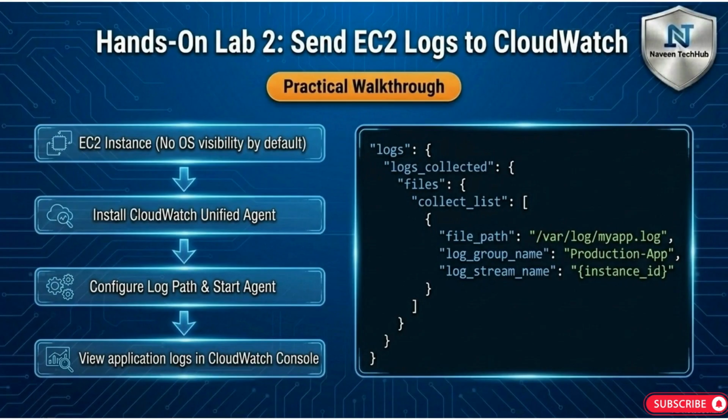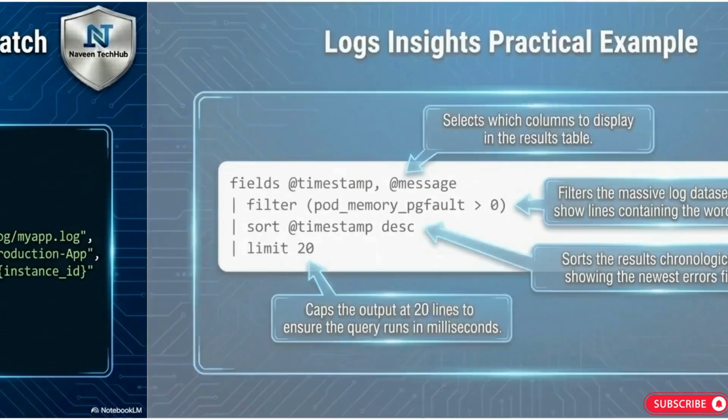By default, EC2 application logs are not automatically visible in CloudWatch Logs. To send logs from EC2 to CloudWatch, we usually install the CloudWatch agent. The practical flow is: install the CloudWatch agent on EC2, configure which log file paths should be collected, start the agent, then verify the logs in the CloudWatch console. For example, if your application writes logs to /var/log/myapp.log, we configure the agent to push that file into a CloudWatch log group. This is very common in production.